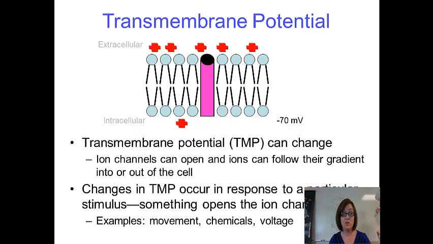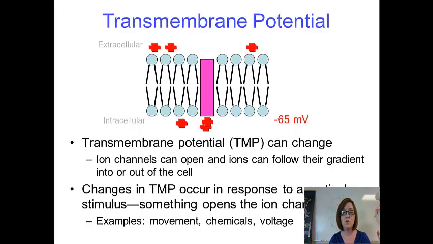So transmembrane potentials can change, or else they'd be really boring, and I wouldn't be talking about them at all. Right? An ion channel can open, and ions can follow their gradient into or out of the cell, and then we're not going to be -70 anymore. We're going to change. Here I'm letting positive ions in, so I might go to -65. Positive ions came in, so I became more positive. -65 is a more positive number than -70.